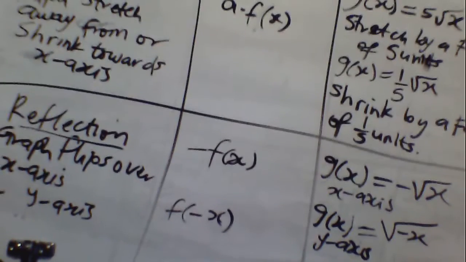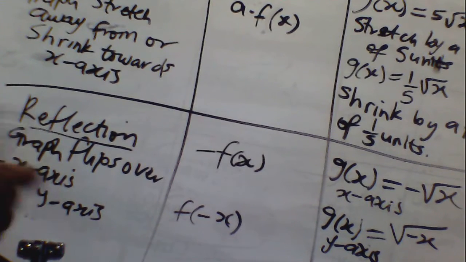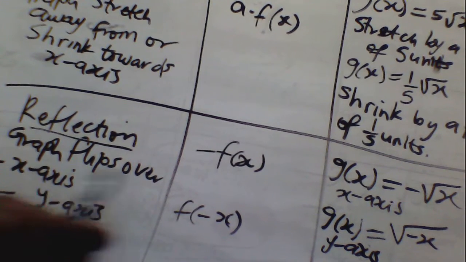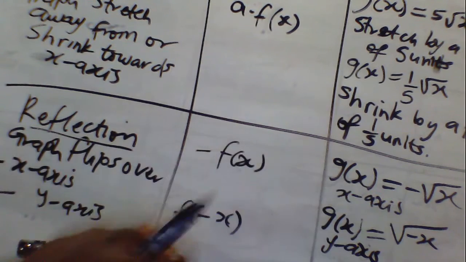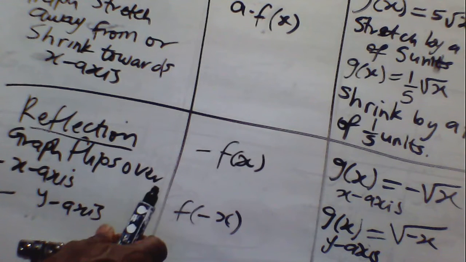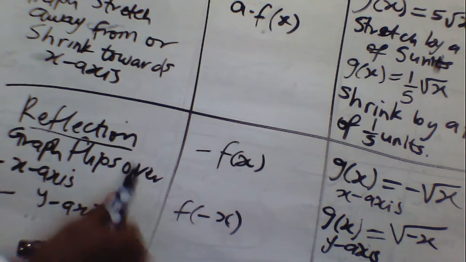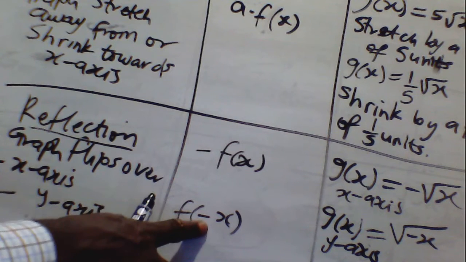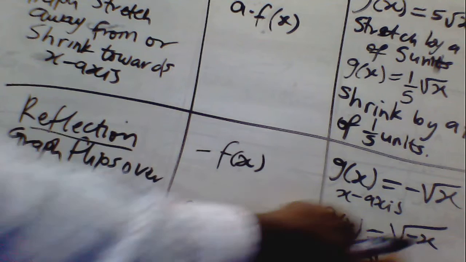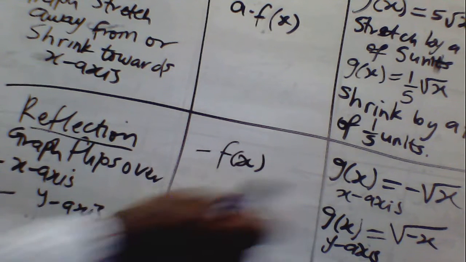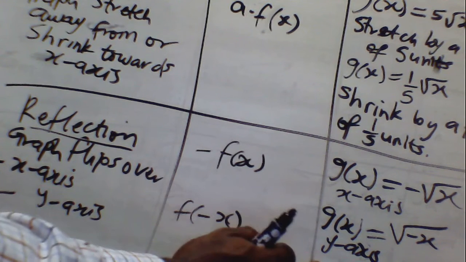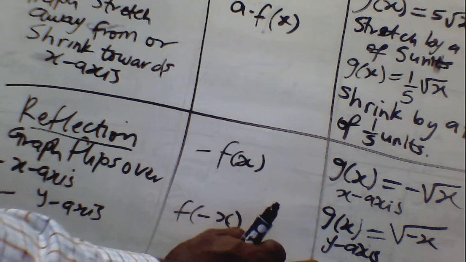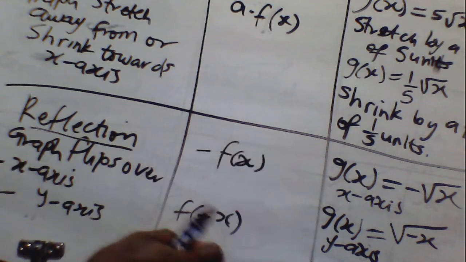So this is all you need to know before we proceed. For reflection on the x-axis, it is negative f of x. The function looks like this. The negative comes outside. This means it flips over the x-axis. For the y-axis, the negative is inside the function of x, so it will flip over the y-axis. This is always possible for cube, odd numbers, and this is always possible for even numbers.